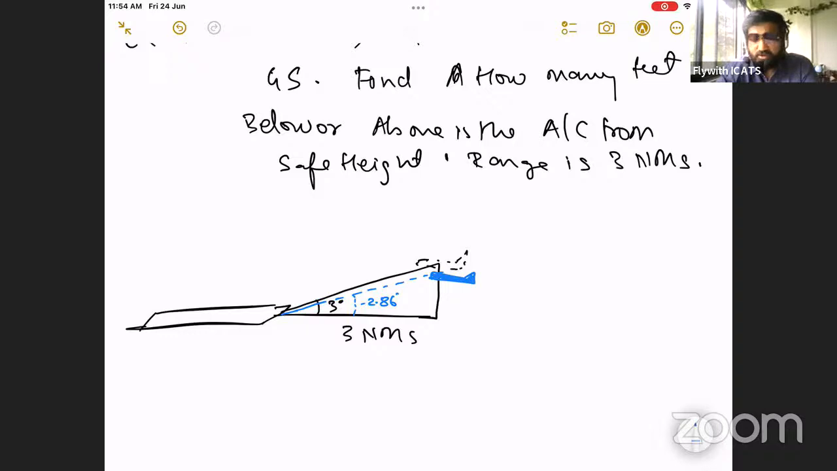Students, are you able to solve? Give me the safe height and the actual height. The difference between the two will be the difference between the aircraft position now and where it's supposed to be. Swati, Rishi, Lakshya, waiting for you. Hardik, cross check.